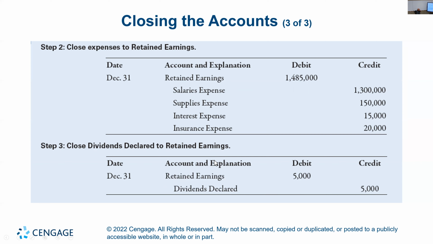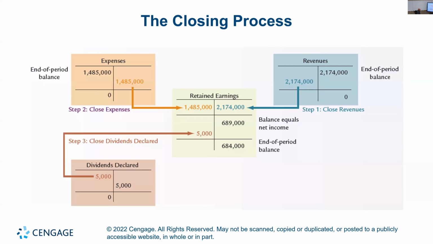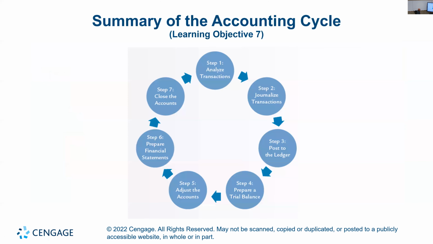Okay, these are just taking the whole amounts and doing the exact opposite of how we put them on, to close them out and make them go away. And that is the end of our accounting cycle.